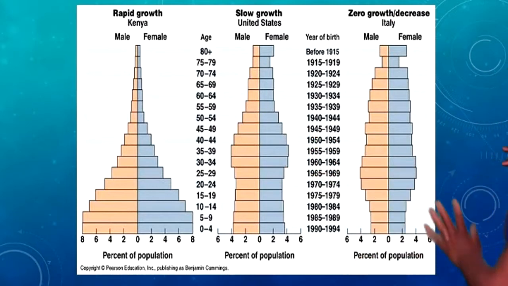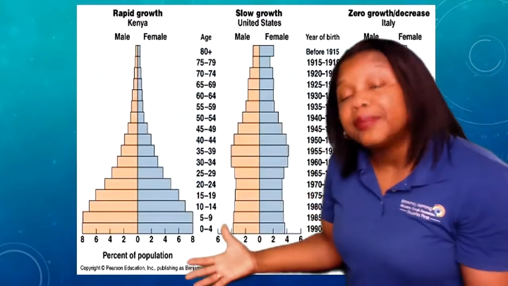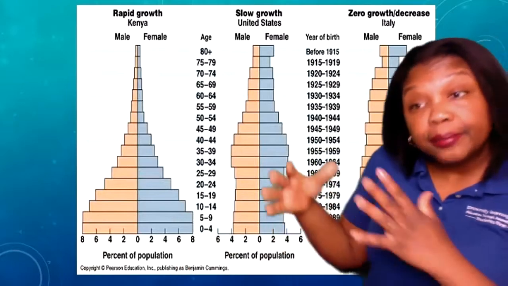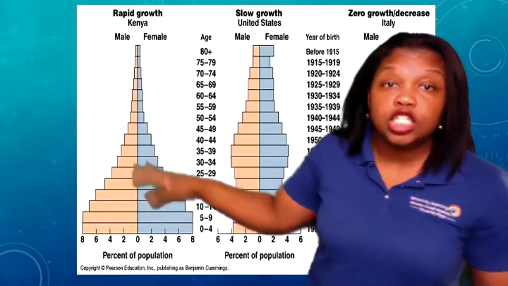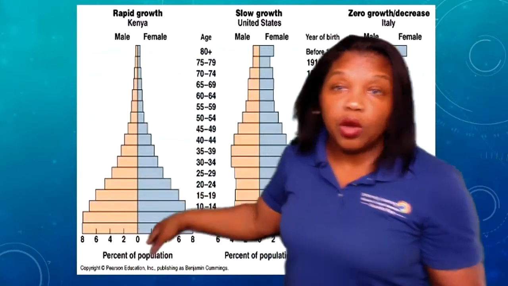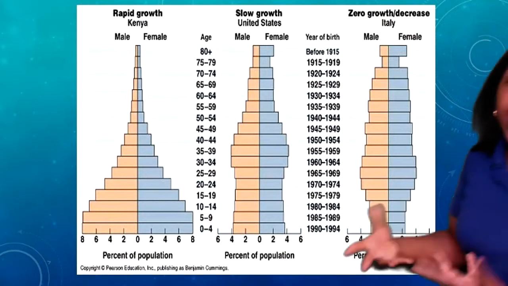So that's one of the things these population pyramids show us. They help us to predict what could possibly happen in the future. Now, the possibility and the reality don't always match, but it's just telling you a possibility. So possible rapid growth, possible slow growth, possible zero growth. That's what that's showing me.